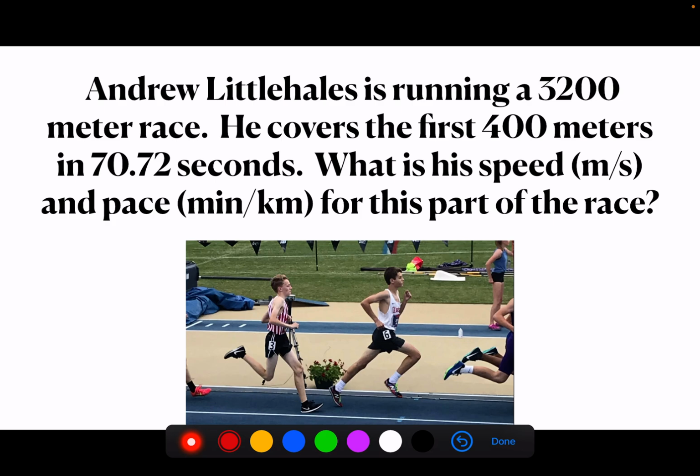Here you're going to do one with Andrew running a 3,200 meter race, but we are going to focus only on the first lap, the first 400 meters. So you have the time and the distance. Make sure you write out your formulas. So for speed, it's easy. You're going to do the distance on top and the time on the bottom. When you're doing pace, you're going to do just the opposite, but be careful of your units.